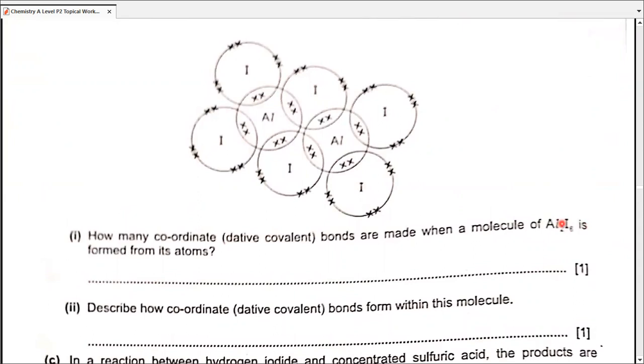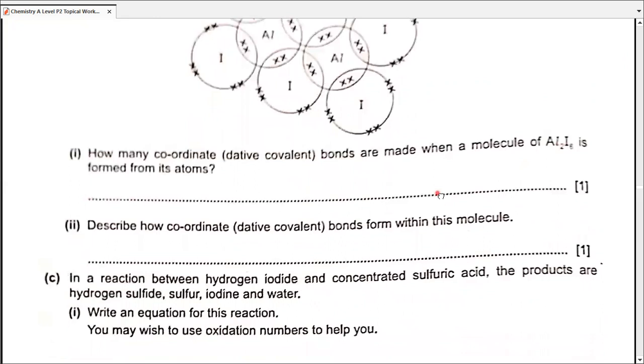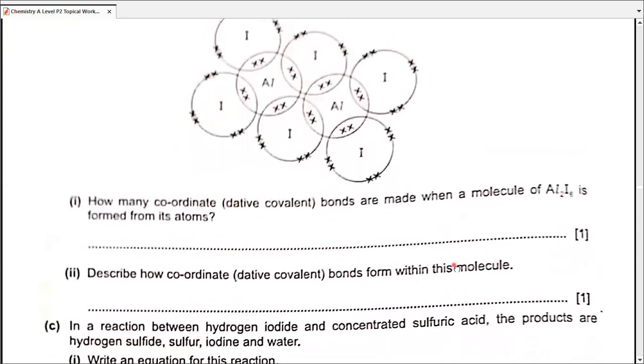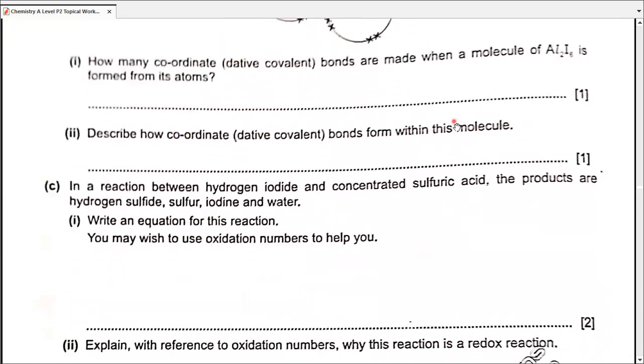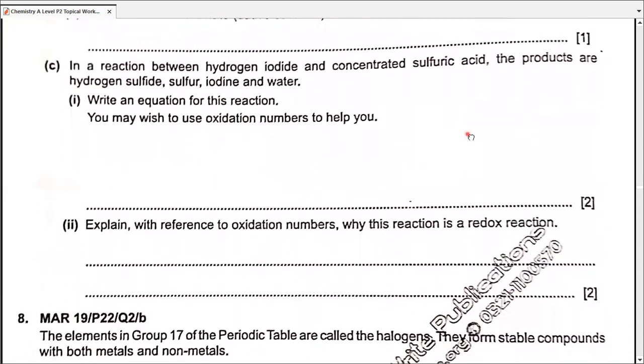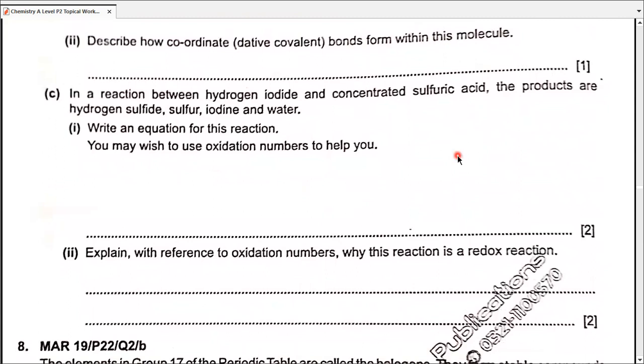Two coordinate bonds. Okay, and number two. The iodine molecule donates a lone pair of electrons to aluminum. Right, that is correct. Two of the iodine molecules donate two lone pairs to the aluminum atoms. Everything else is fine.